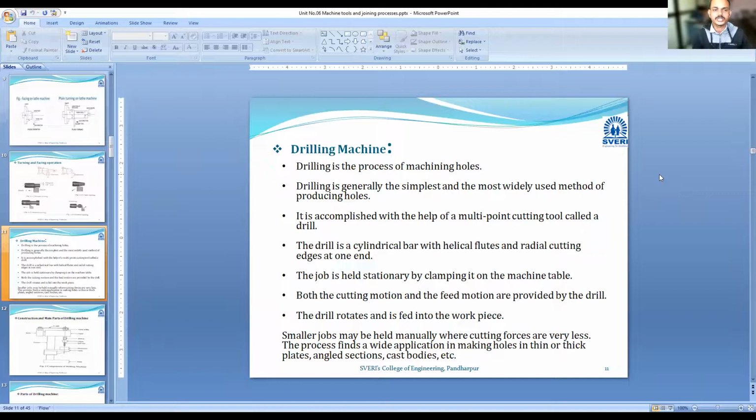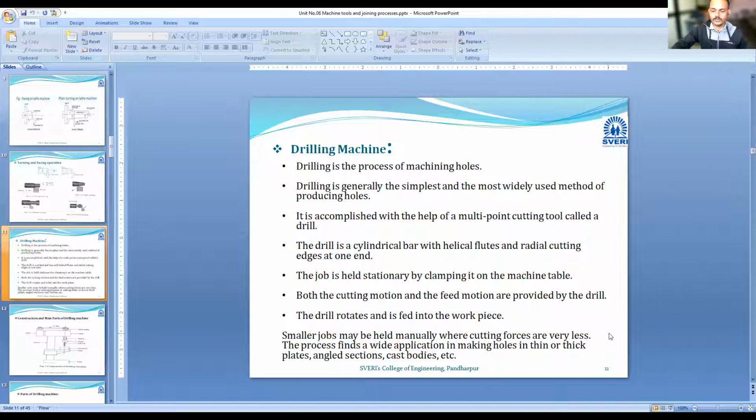Okay, and another machine is the machine which is used for heavy work. It means for bigger holes, which is generally used in the industry. Okay, so here we have in our syllabus pillar type drilling machine. So again, drilling is the process of machining holes. Drilling is generally the simplest and the most widely used method of producing holes. Okay, so all this data is related to that drilling machine.